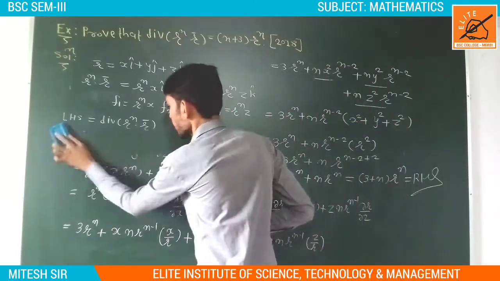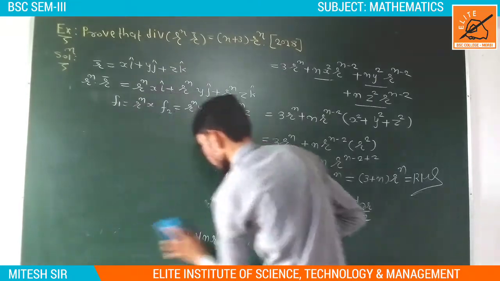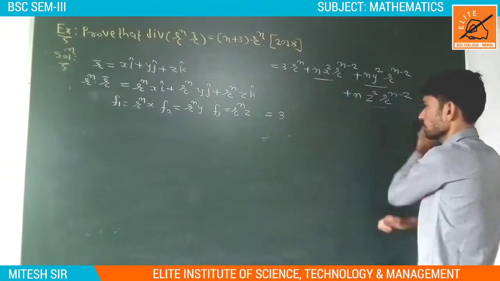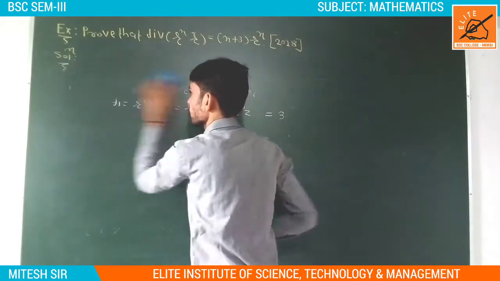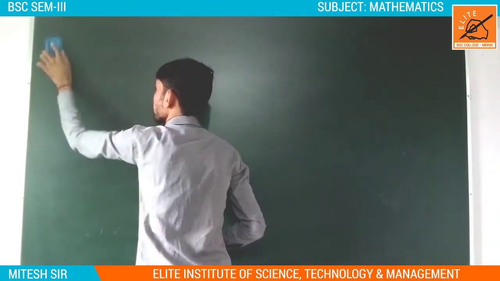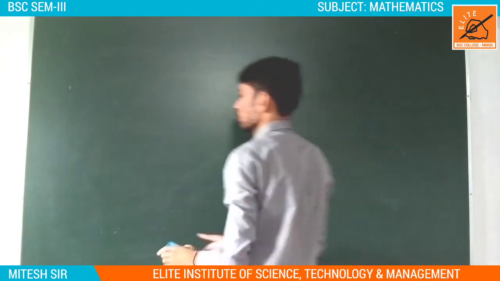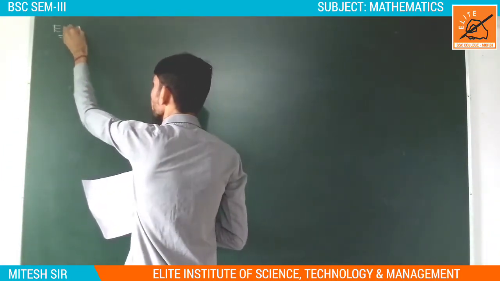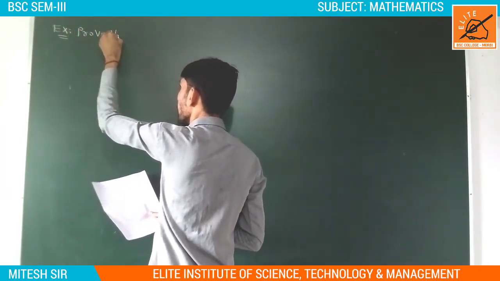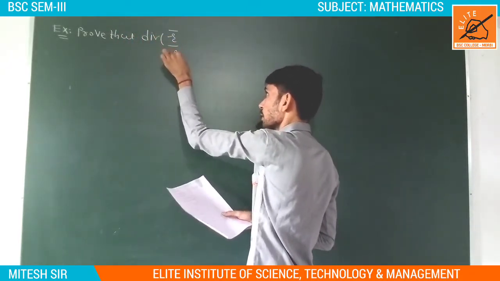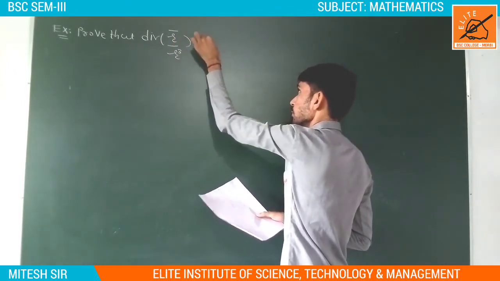Now we see the second one. Prove that divergence of r bar upon r cube is equal to 0.